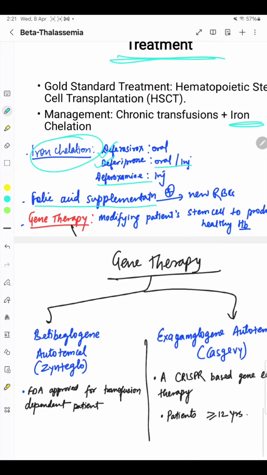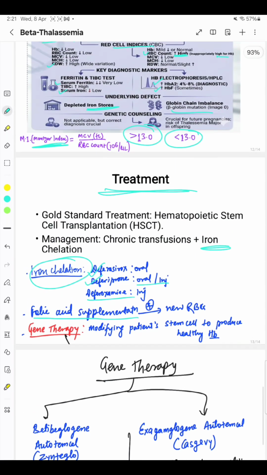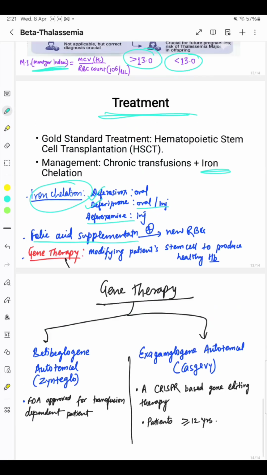Folic acid supplementation also helps in the management of beta thalassemia, as folic acid promotes synthesis of new RBCs.